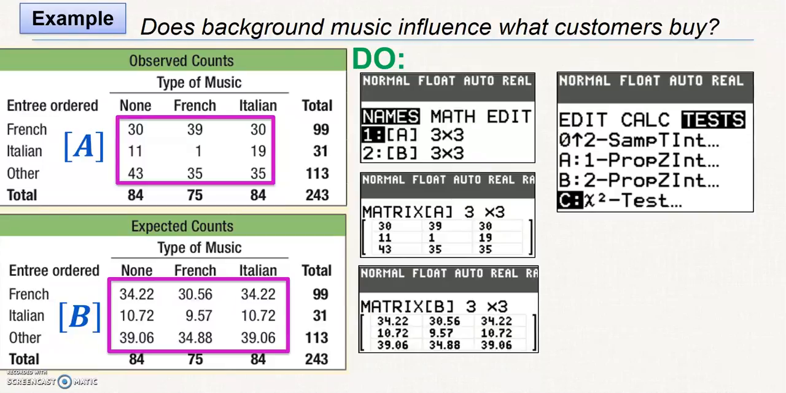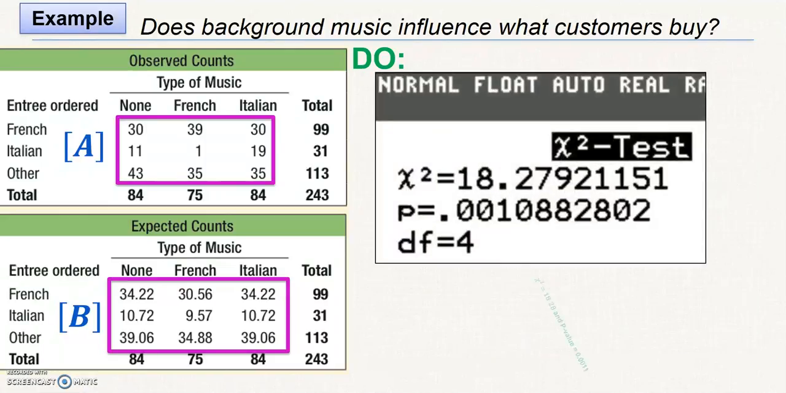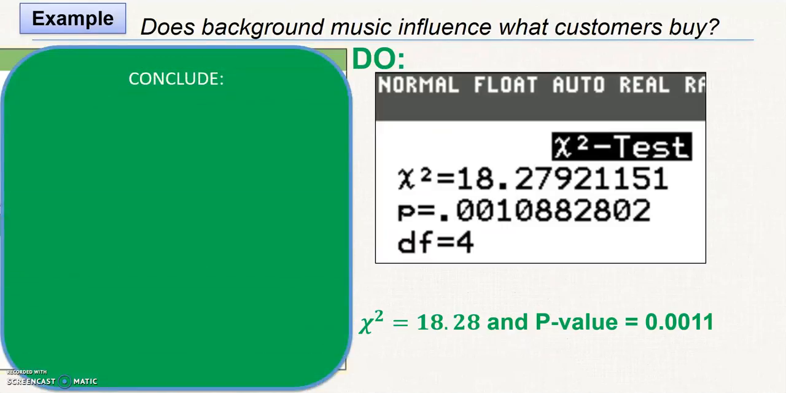So now let's do a test. We're going to do a chi-square test, not the other one, not the goodness of fit. So we are going to choose option C here. Observed is matrix A, expected is matrix B. Calculate. We get a p-value of 0.0011. We get a test statistic of 18.28.